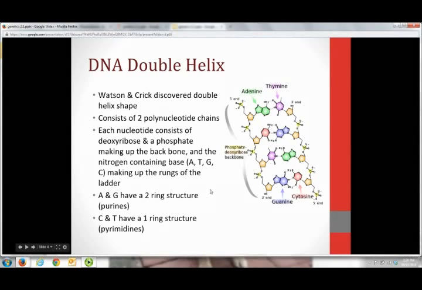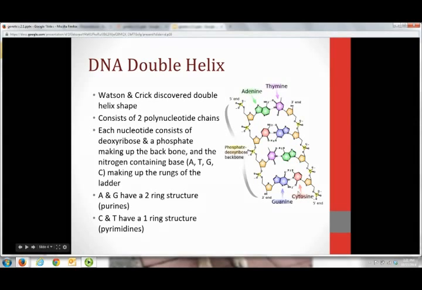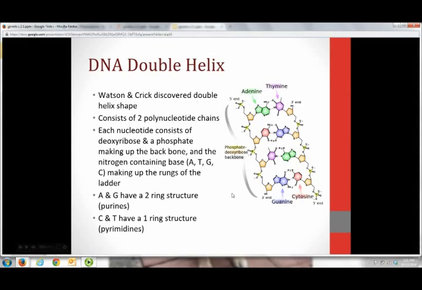So A and G are what we call purines. They have a two-ring structure, and C and T are pyrimidines. They just have a single ring structure. So you're always going to have guanine and cytosine paired here, which are a purine and a pyrimidine paired. Also, you'll have A and T paired, and this results in having a purine and a pyrimidine as well.